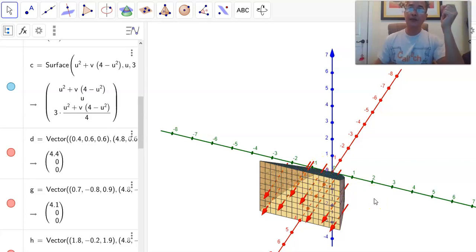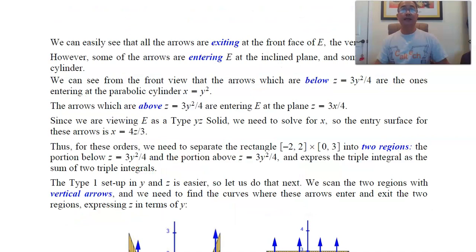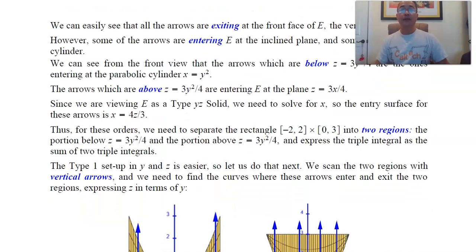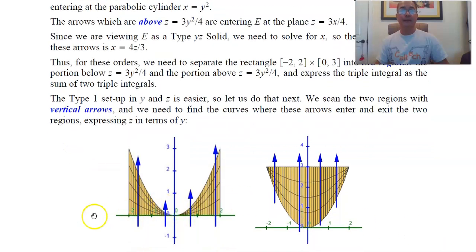X equals 4z over 3. Okay, so that's where we see these diagrams. And let's go to the next page. So this is where we have the type 1 scan. As we go left to right, we will have to start at z equals 0 and end at the parabola. Second part, we will still scan from negative 2 to 2, but we will start at the parabola and we will end at z equals 3.